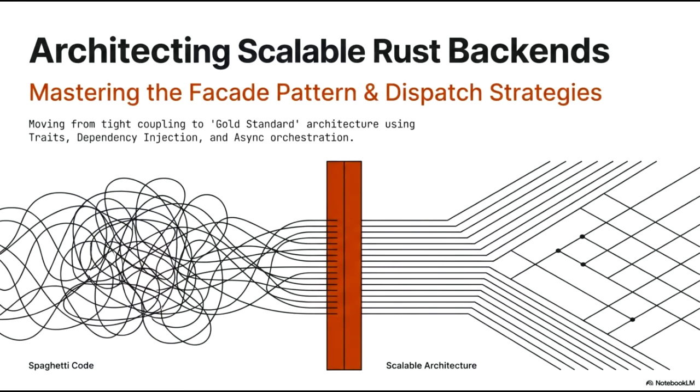Welcome, everyone. Today, we are going to explore the journey of building robust and maintainable systems in Rust. As projects grow in complexity, developers often face the challenge of spaghetti code, where tight coupling makes the codebase difficult to test, modify, and scale. Our goal today is to move toward the gold standard of architecture, shown on the right side of the slide. We will focus on architecting scalable Rust backends by mastering two core concepts: the facade pattern and sophisticated dispatch strategies.